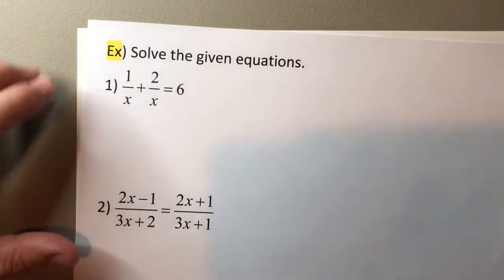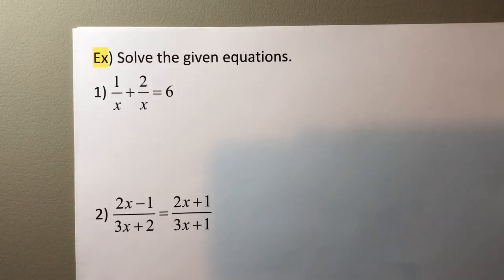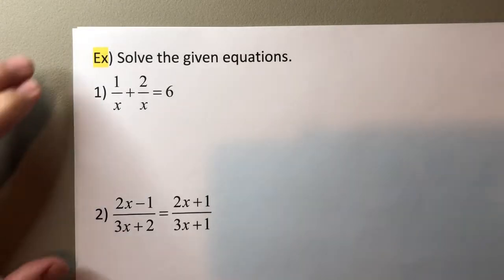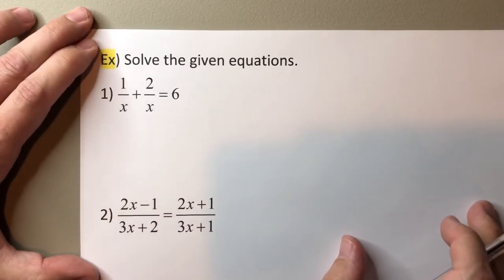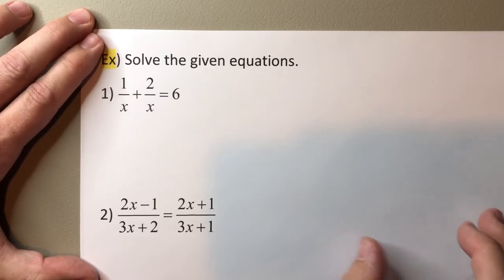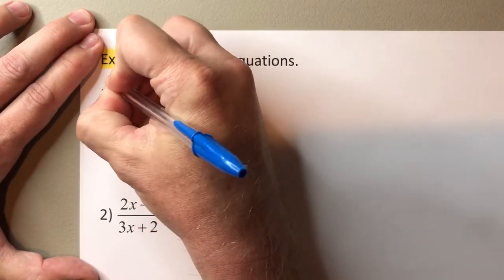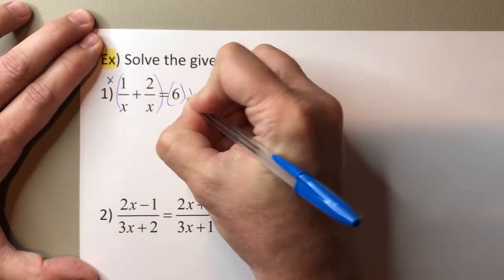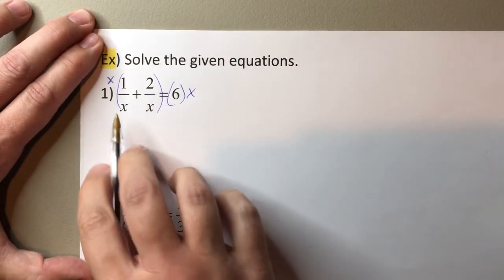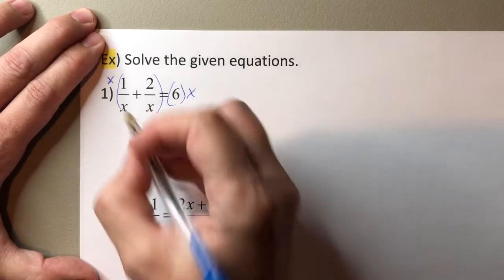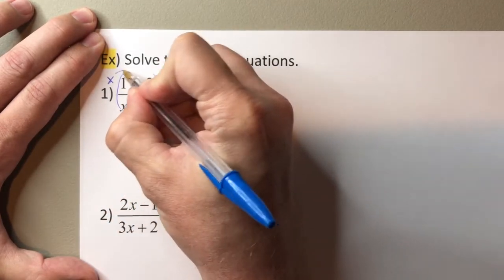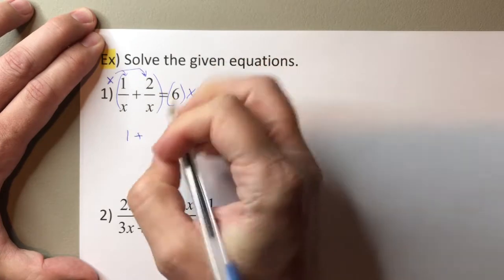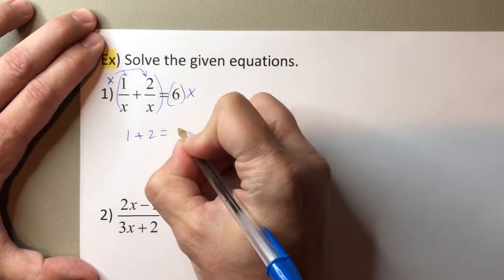This first one is going to be real quick. Let's either look at it and understand the answer is 1/2, or if you don't want to do it that way, which I don't recommend, I recommend you use the LCD technique. So we're going to use the multiplication property of equality. We're going to come up with the LCD, which is x. So we're going to multiply both sides of this equation by x, and in doing so, we're going to clear out the x's in the denominators. So x times 1 over x is 1. Distributing, x times 2 over x is 2. And then 6 times x is 6x.